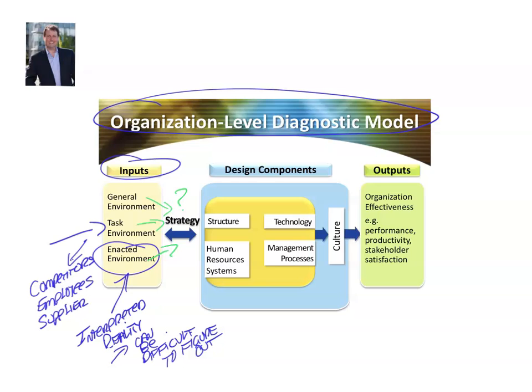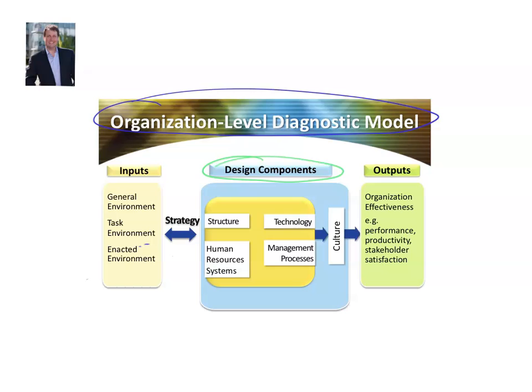Within the organization, there are five main components from an organization change point of view and from a diagnosis point of view. We look at what we call the design components. The first design component is the structure. So this is simply organizational structure. Okay, so who reports to who?